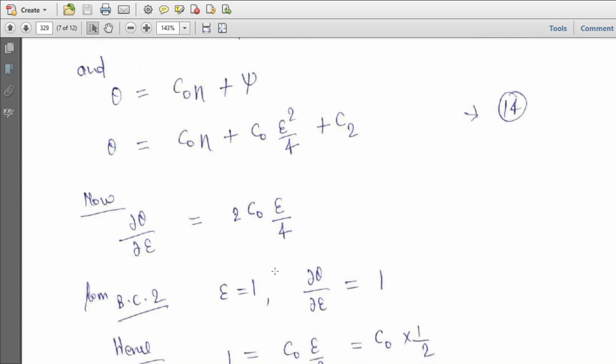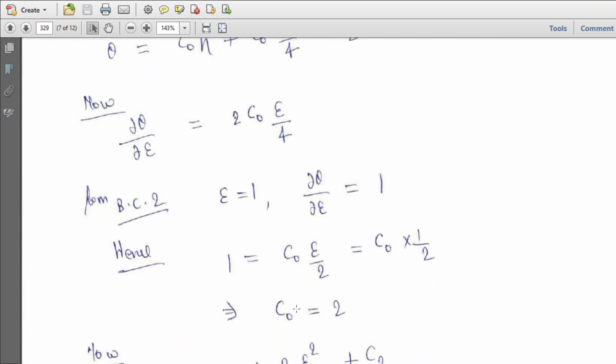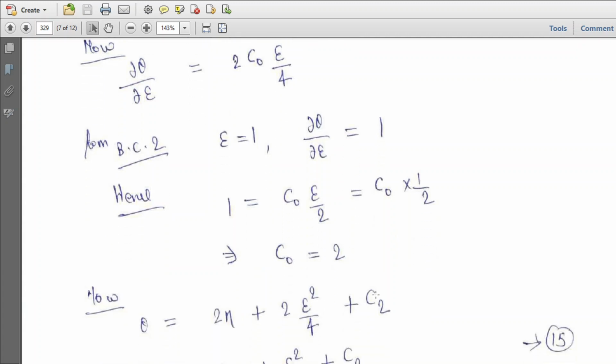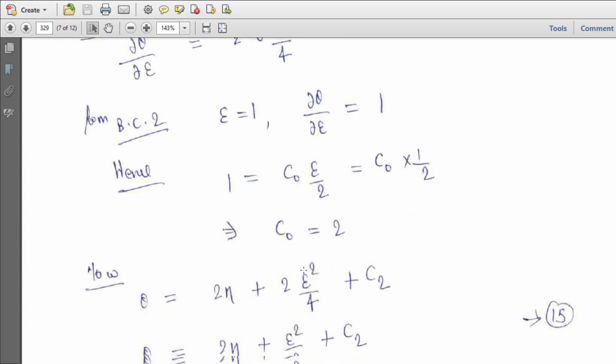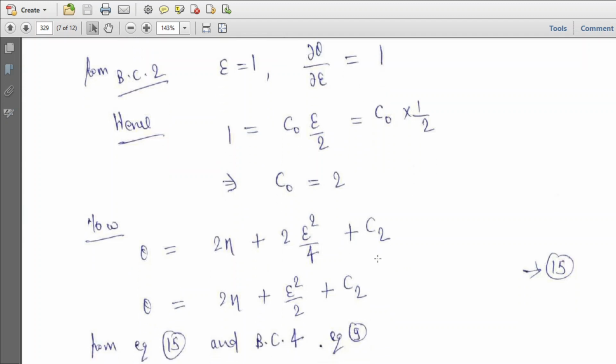Now boundary condition 2, epsilon equal to 1, del theta upon del epsilon equal to 1. So we can substitute 1 here, we can calculate your constant C naught. So C naught equal to 2. Now we will get expression of theta. So theta is 2 eta plus 2 epsilon square upon 4 plus C2. So your theta is this one.